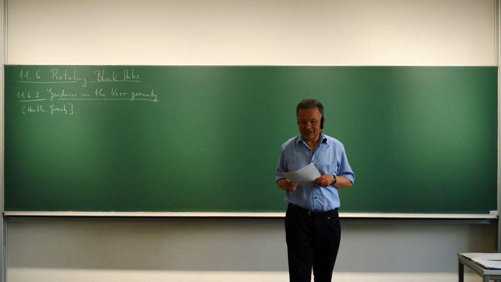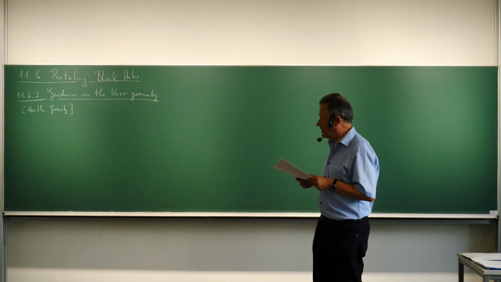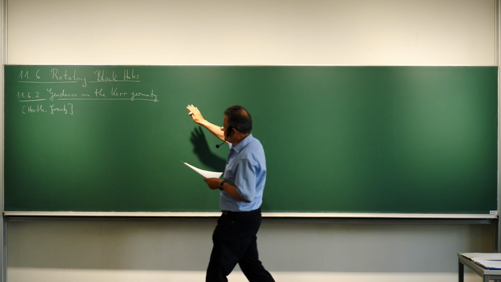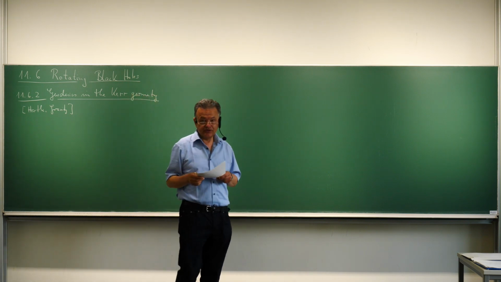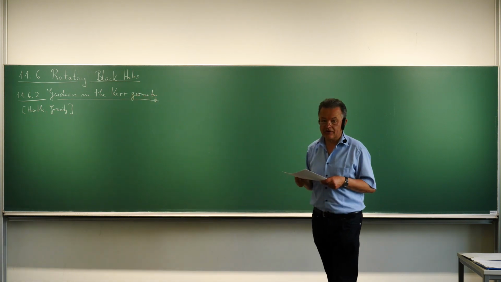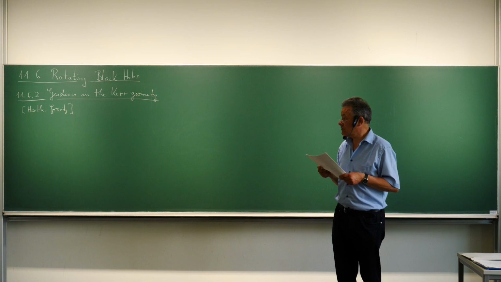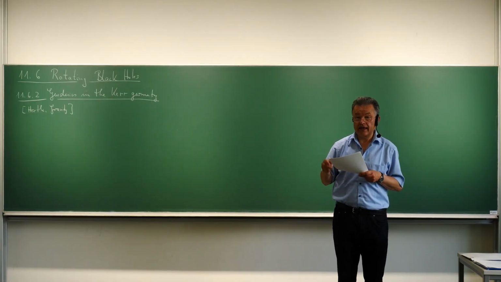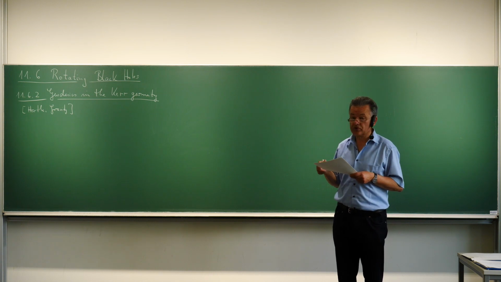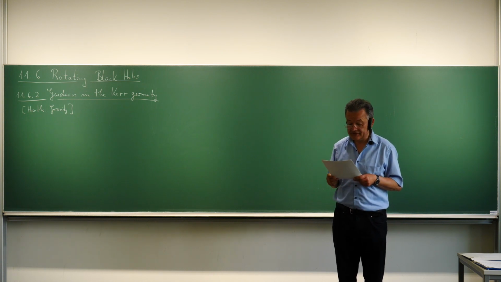Hello and welcome again to the lecture course on Relativity and Cosmology. Last time I introduced to you rotating black holes, which are the realistic black holes for astrophysics. And we have seen that there's an exact solution, an exact vacuum solution of the Einstein equations for axial symmetry. And this is the Kerr solution that I wrote down and discussed.